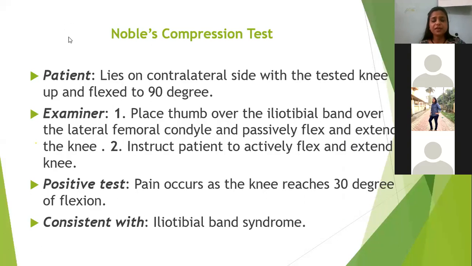The patient lies on the contralateral side with the tested knee up and flexed to 90 degrees. Then we make the patient passively flex and extend, and also instruct the patient to extend and flex the knee. When there is pain at 30 degrees, that shows IT band syndrome.